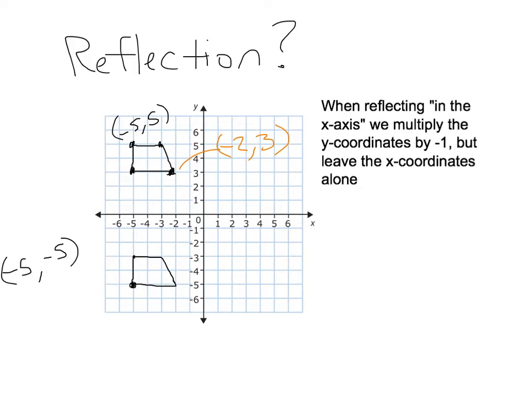Again, its reflected point should be, well, leave the x-coordinate alone, so -2, and then the y-coordinate, we need to multiply by -1. So what's 3 times -1? -3. So let's plot the point -2, -3. Left 2, down 1, 2, 3. Uh-oh.